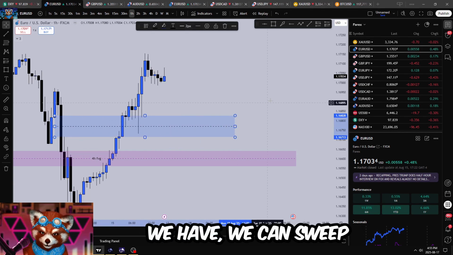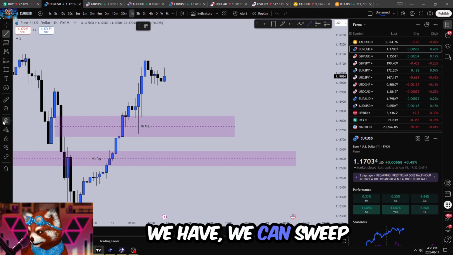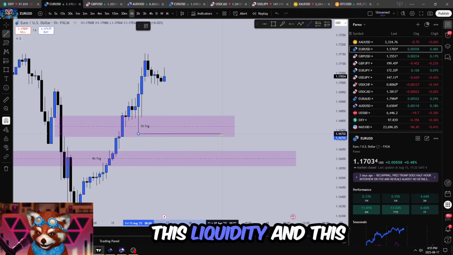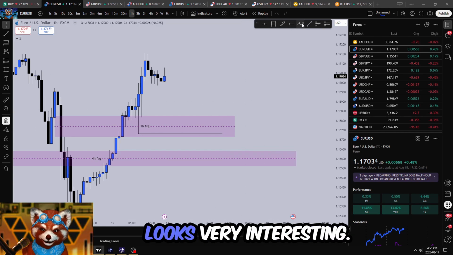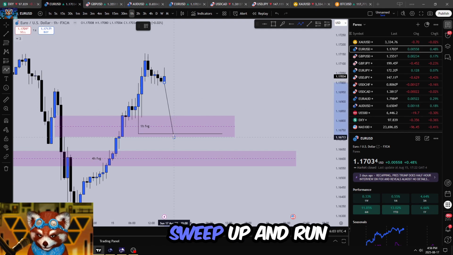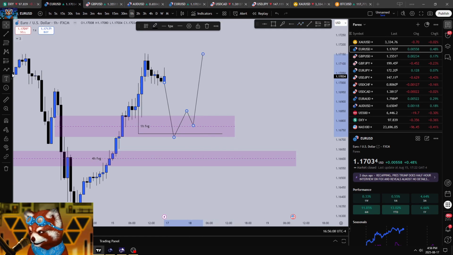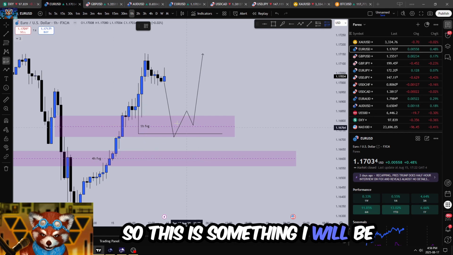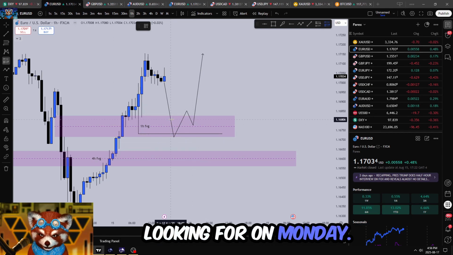We can sweep this liquidity. And this looks very interesting. Could be looking for this on Monday. Sweep up and run the highs again. So this is something I will be looking for on Monday.